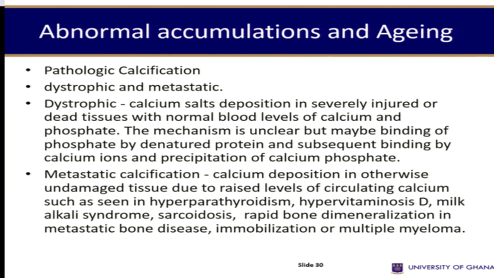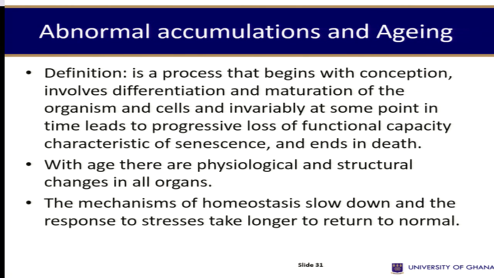There are two types, dystrophic and metastatic. Dystrophic is when the calcium deposits when the tissue or cell is damaged or dead. Metastatic is when you deposit calcium in otherwise undamaged tissue due to raised levels of circulating calcium. You can see this in hyperthyroidism, hypervitaminosis D, sarcoidosis, and other such conditions.